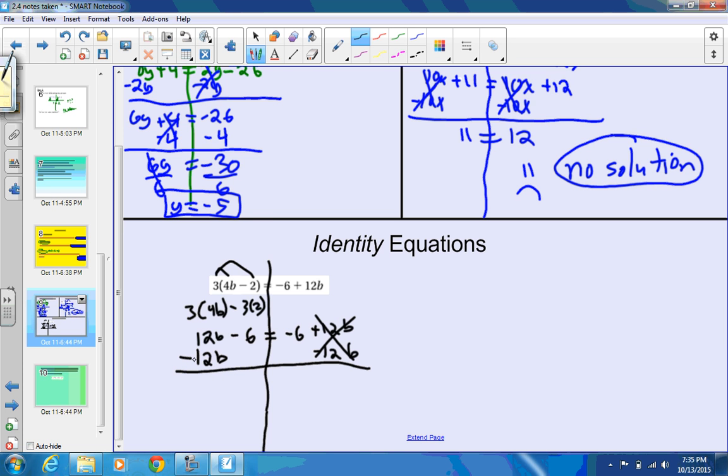And 12b minus 12b, that is gone as well. But what's left is still this minus 6. And over here is also a minus 6 or a negative 6. Those are true. Now, there's no variable terms left, but negative 6 equals negative 6. So that's true. So the answer would be it's an identity. Meaning that this is where you can have infinite solutions.